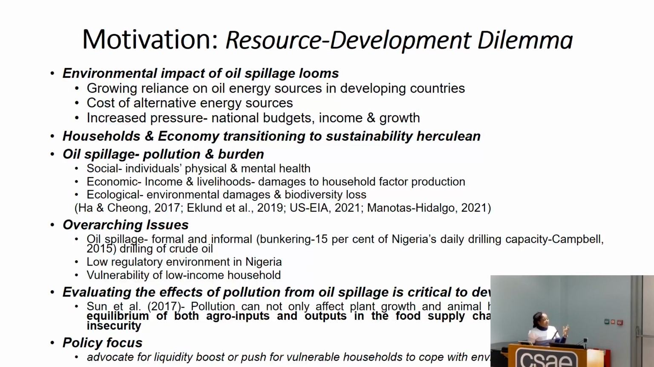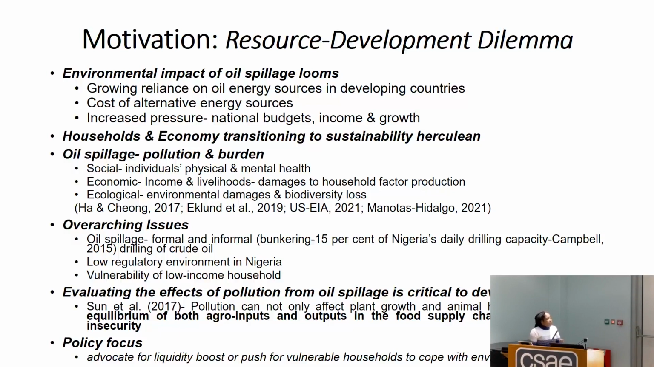It affects the social well-being of individuals, including their physical and mental health. It affects their economic outcomes, including incomes and livelihoods, and also the ecological outcomes, which has to do with environmental damages and biodiversity loss. So the overarching issue of interest in this study is oil spillage, the aftermath of oil drilling and some other activities associated with drilling of oil. This is because of the low regulatory environment in Nigeria and the way it predisposes low-income households to the aftermath of spillages that happen from these economic activities.